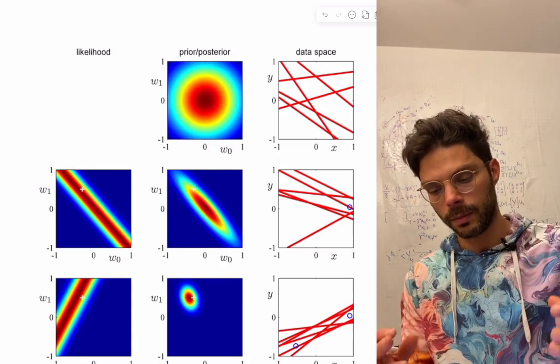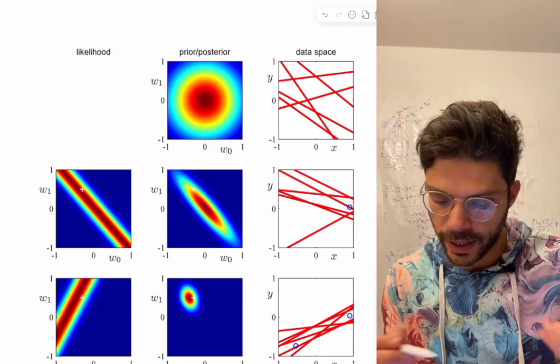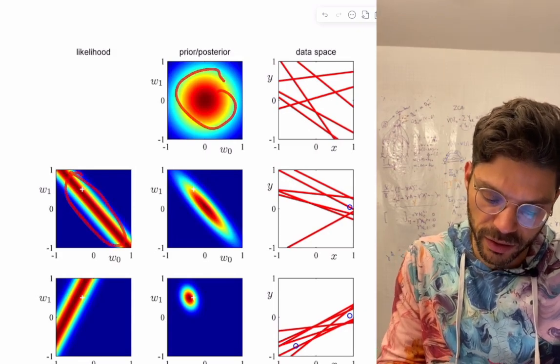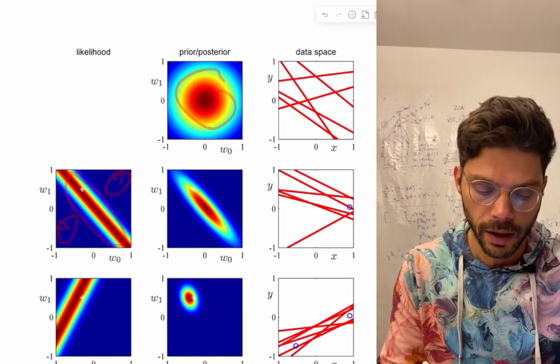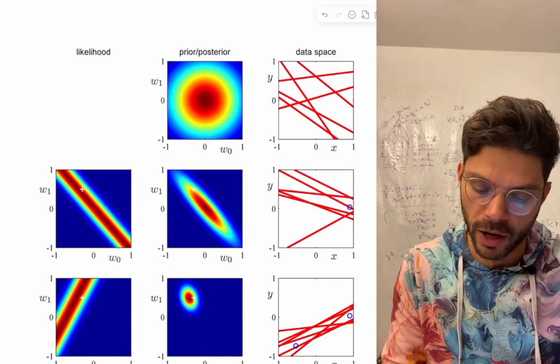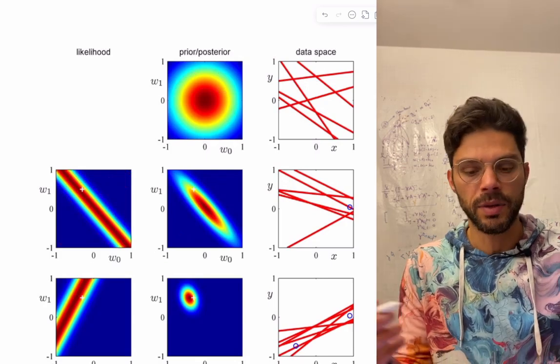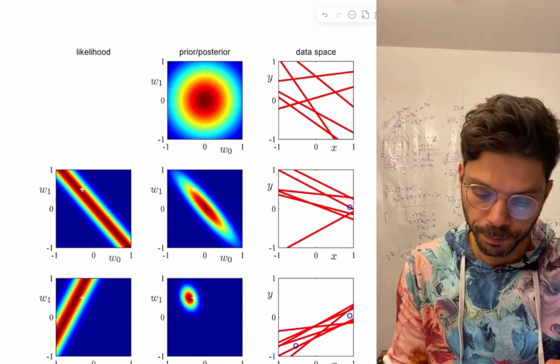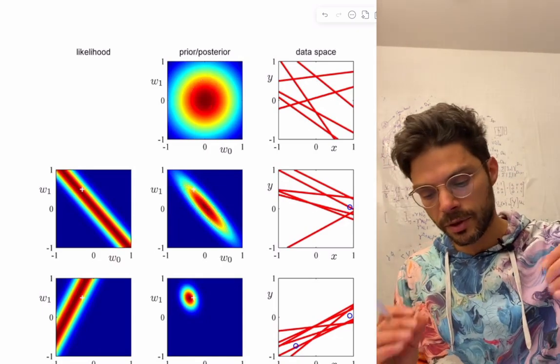It's gotten shaped. First of all, you can notice that it's obviously this times that. So where the likelihood is low, the posterior will be low as well. And the peak is going to be where both the likelihood and the prior have some mass. So we get this ellipse showing up.